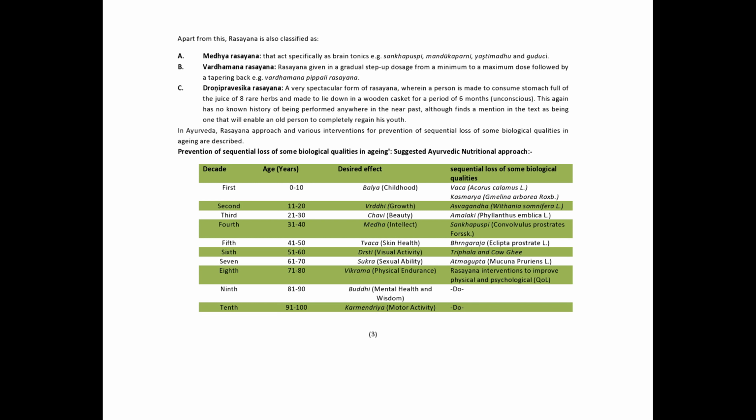Seventh, 61 to 70, Shukra, sexual ability: Atmagupta, Mucuna pruriens L. Eighth, 71 to 80, Vikrama, physical endurance. Rasayana interventions to improve physical and psychological QOL. Ninth, 81 to 90, Buddhi, mental health and wisdom. Tenth, 91 to 100, Karmendriya, motor activity.